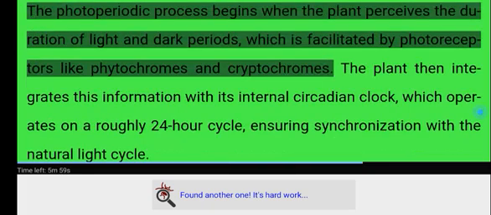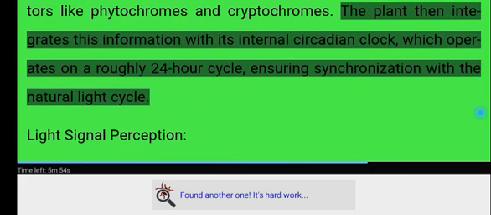Mechanism of photoperiodism. The photoperiodic process begins when the plant perceives the duration of light and dark periods, which is facilitated by photoreceptors like phytochromes and cryptochromes. The plant then integrates this information with its internal circadian clock, which operates on a roughly 24-hour cycle, ensuring synchronization with the natural light cycle.